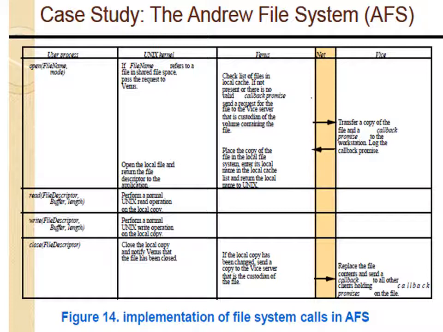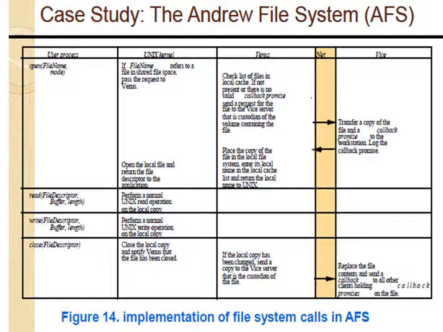If the particular file is not present, or there is no valid callback promise, send a request for the file to the Vice server, that is the custodian of the volume containing the file. So if the file is not available in the local cache, it sends a request to the Vice software, which is on the server side, for getting the file. And also the VNS software places the copy of the file in the local file after getting the file from the server, from the Vice software.